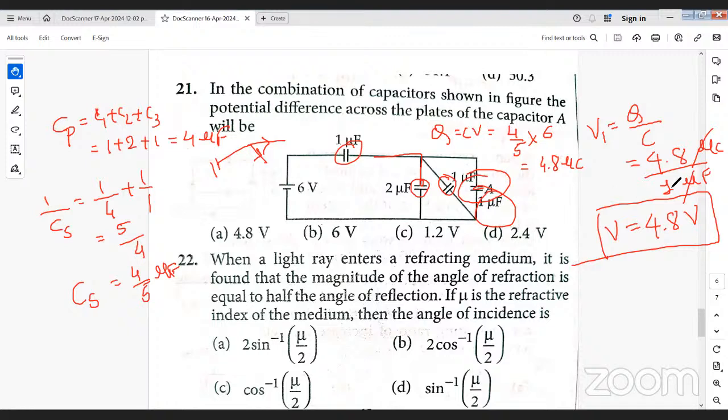But what they are asking here, in the combination, the potential difference across the plates of the capacitor A will be. So for that reason, what I am doing, V2 is equal to V minus V1. That is, I am subtracting the values. So V value is how much here, students? V value is the given potential, that is 6. V1, how much you got? It is 4.8. So 6 minus 4.8 is how much? It is 1.2 volt. Option C is the correct answer. C.